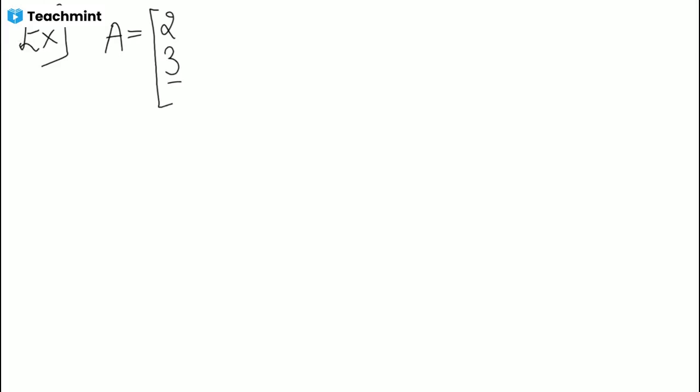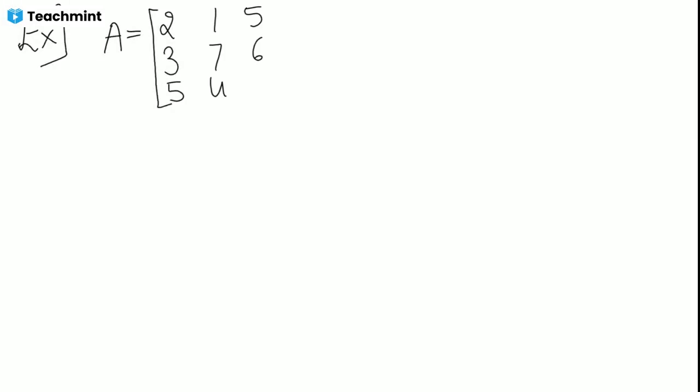So now let us find the inverse for a 3 by 3 matrix. Let us take an example to understand that well. Take matrix A having elements 2, 3, 5, 1, 7, 4, 5, 6, and 3.